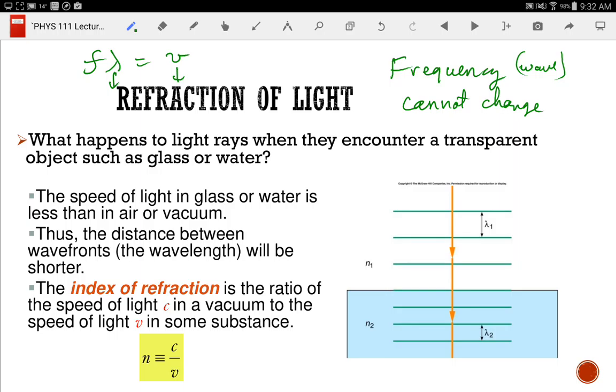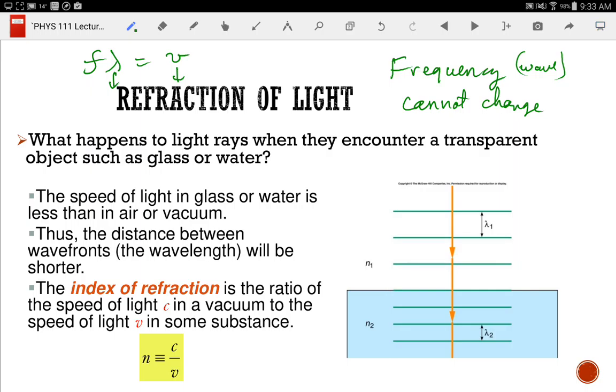If it goes from water into air, then you're going something faster. What's going to happen to the wavelength? It's going to get longer. So the wavelengths change from one medium to another. This actually brings up an interesting thing about colors. We talked about colors, and I said that about 750 nanometers wavelength was red, and about 400 nanometers wavelength was blue. But if the wavelength changes by material, I really have to specify in what material I was giving those wavelengths.